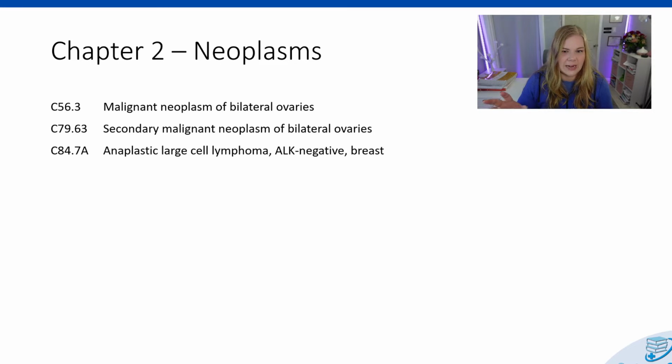So those were added in, as well as C84.7A, which is for anaplastic large cell lymphoma, ALK negative of the breast. This was actually submitted by the American Society of Plastic Surgeons. They requested to have this code added because this is seen more so in the plastic surgery setting, because ALCL of the breast is associated with implants.